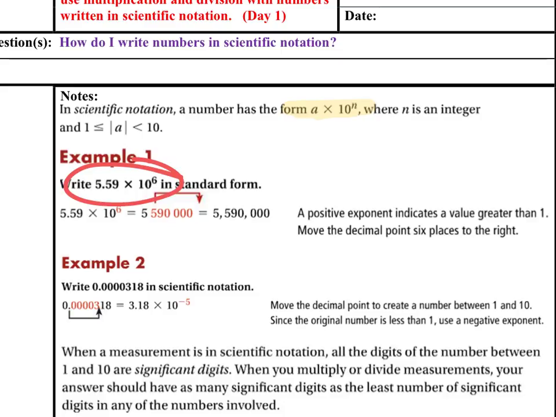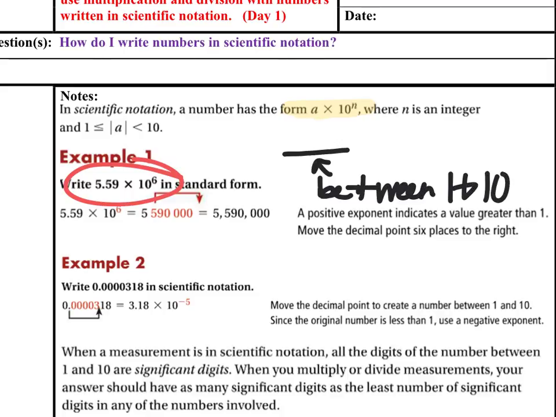And I'm actually going to write this out a little bit differently. So the first number that you see should be between, oh, my stylus is not doing good today, between 1 and 10. And then it's going to be times 10 to a number, and that number needs to be a positive or negative whole number.